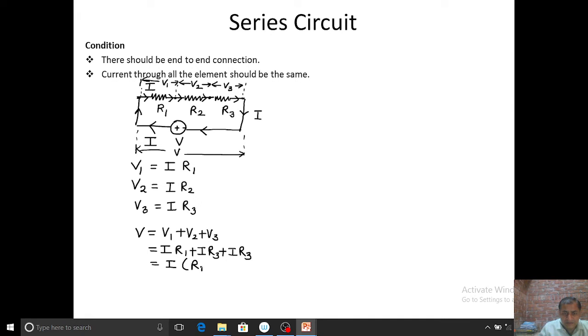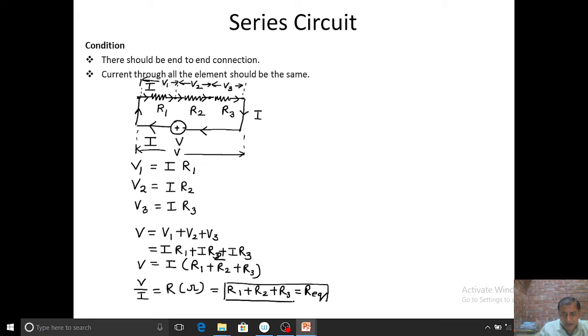This is R1, this is R2, this is R3, and this one is V. So V by I is the overall resistance. V is the voltage, and the current flowing from this battery is I. Volt divided by ampere is known as ohm. This is equal to R1 plus R2 plus R3. So here you can say R1 plus R2 plus R3 is equal to R equivalent.